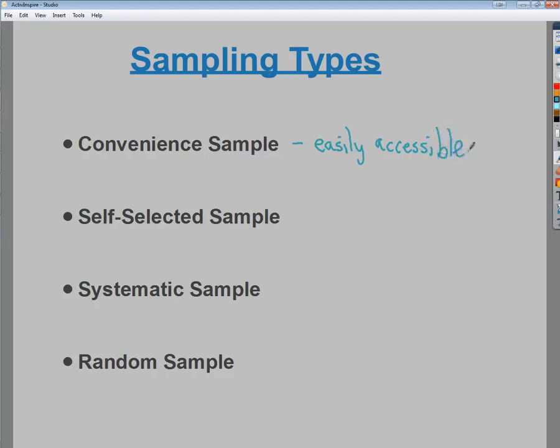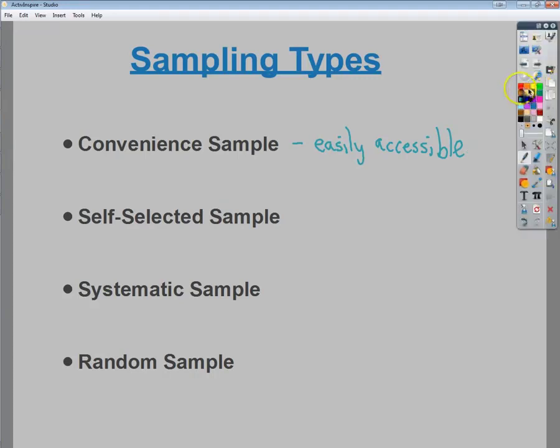So if I wanted to poll Democrats about something, I might poll only local Democrats because I know where the local Democratic office is. So it's easy for me to go down there and just ask people. Now that might not give a realistic view of how Democrats think because I live in one area and Democrats here may be different than Democrats in other parts of the country, but it's an easily accessible sample, so I guess that's good enough, but not really.